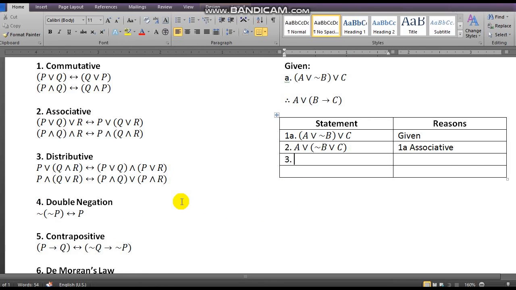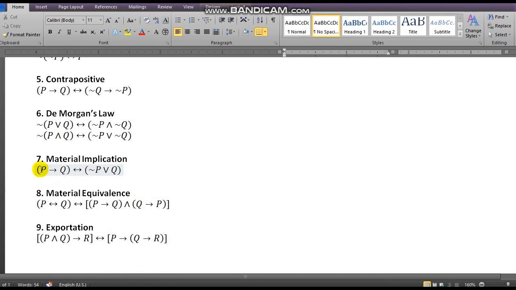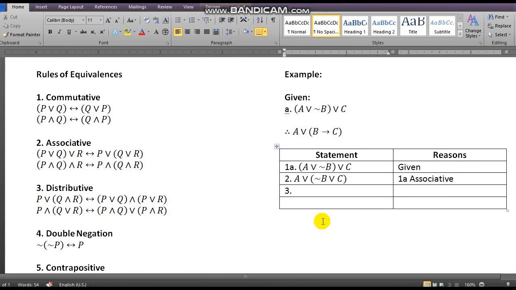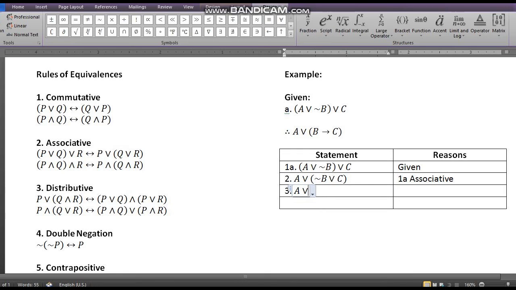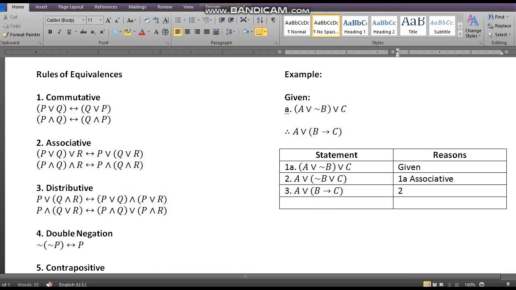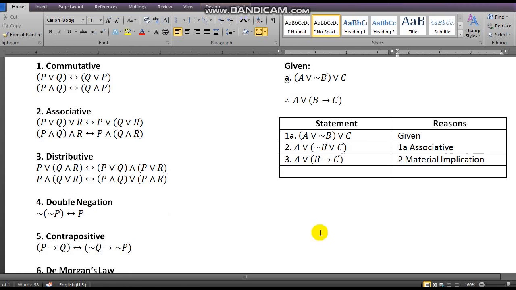For number 3, we now know that not B or C exists here. So we can write not B or C as P implies Q using the material implication. So we can rewrite the statement as A or B implies C. This is 2, material implication. We can do it inside the statement because we are saying that in the rules of equivalences, not B or C has the same truth value as B implies C. So the material implication tells us that that is true. So we're able to arrive at this statement.